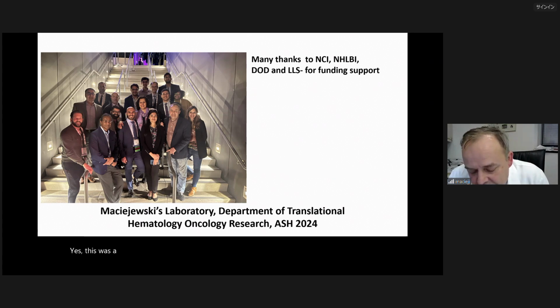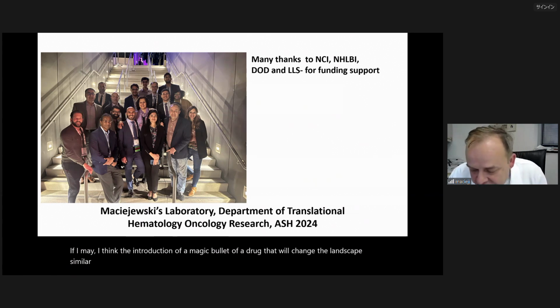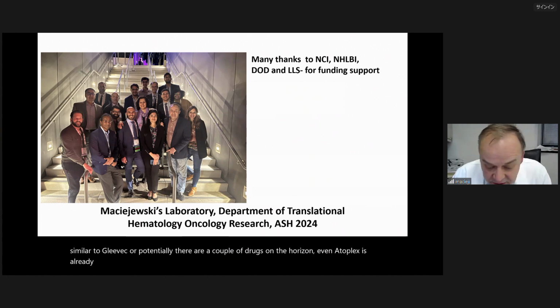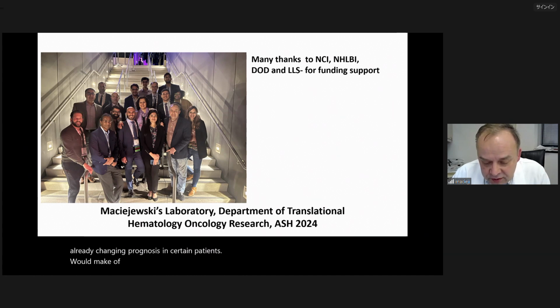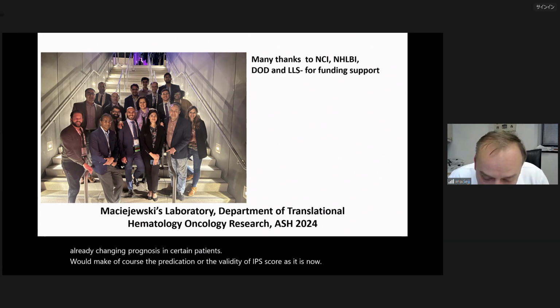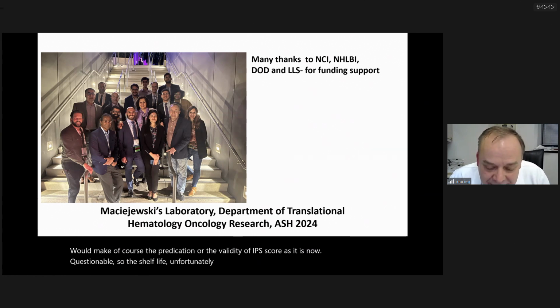So if I may, I think the introduction of a magic bullet of a drug that will change the landscape, similar to Gleevec, or potentially there are a couple of drugs on the horizon, venetoclax is already changing prognosis in certain patients, would make, of course, the prediction or the validity of the IPSS score as it is now questionable. So the shelf life, unfortunately, of treatment agnostic prediction of prognosis might be short.